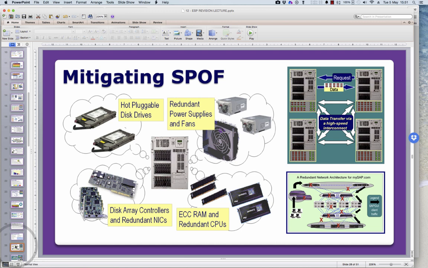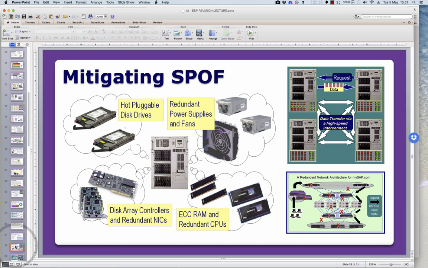We want to minimize single points of failure on the hardware side particularly, so we'll have hot pluggable disk drives, RAID arrays, disk arrays, redundant network interface cards. In other words, if one fails you can switch over to the other one straight away without any downtime. Error checking RAM, redundant CPU, so if one fails you've still got the other one. Redundant power supplies and fans, so that if they break down you've still got the other one.